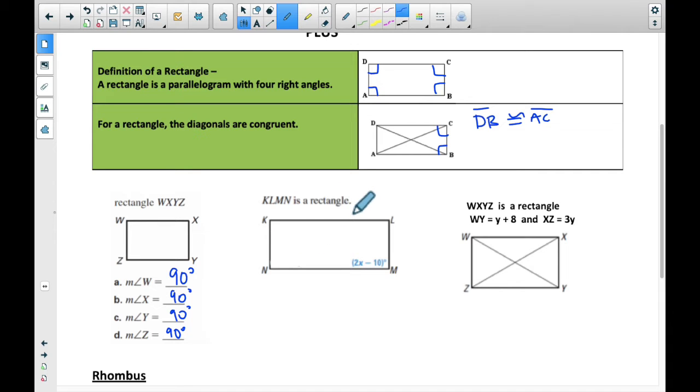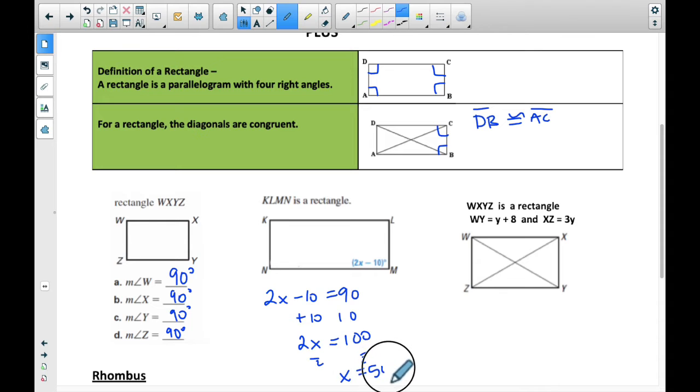Then this one says that it is a rectangle, so what do we know? Well, here they have an angle, 2x minus 10, and we just said all the angles are 90 degrees. So this must mean that 2x minus 10 is equal to 90. We can quickly solve this. We add 10 to both sides, which gives us 100. We divide by 2, and that gives us x is 50. So here x is 50, and 2 times 50 is 100, and 100 minus 10 is 90. So yes, now it is a rectangle. All of these are right angles.